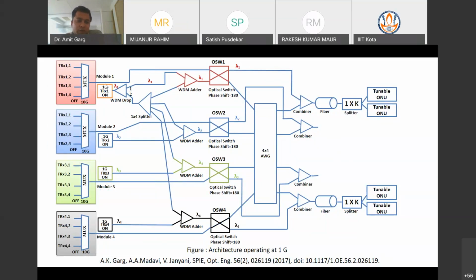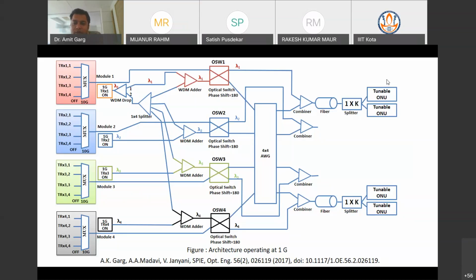Yes. So we are also having the 1G transceivers. Now how is this architecture working for 1G? Basically here we are having one WDM drop filter, then a 1x4 power splitter. Now we'll transmit the wavelength, let's say lambda 1, and the drop wavelength of this filter is other than lambda 1. It means this lambda 1 will come at this point, then there is some WDM adder. So here at this point we are getting lambda 1, and the phase shift of the switch is 180. So this lambda 1 will come here.